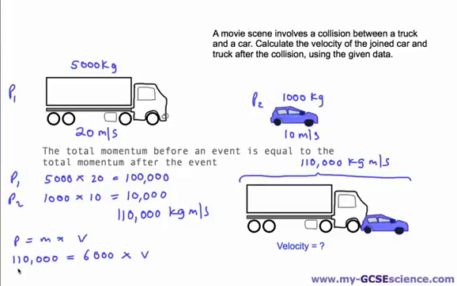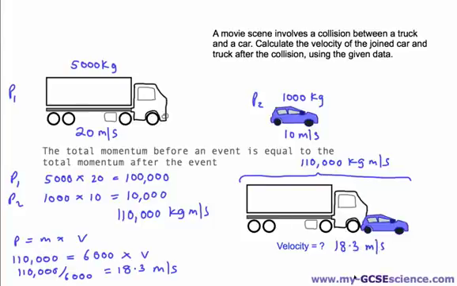Again, if we rearrange the formula, we get 110,000 divided by 6,000, and that works out to be 18.3 meters per second. So the velocity of the truck and the car joined together is 18.3 meters per second.